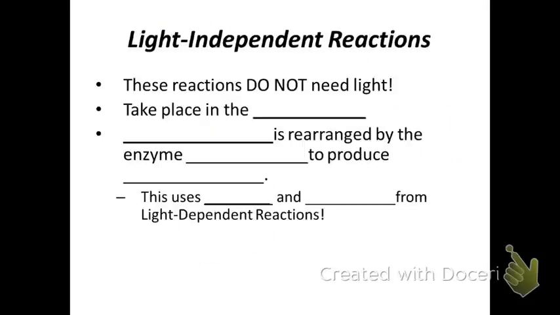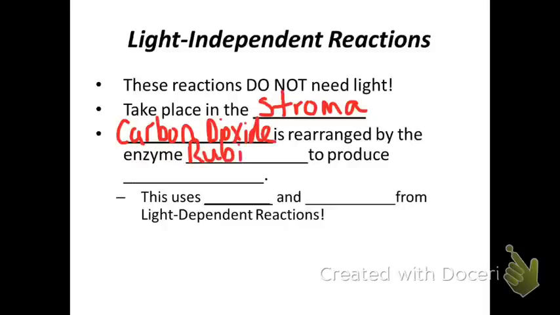Alright, so let's go into the light-independent reactions now. As the name suggests, these reactions don't actually require light. They're going to take place in the stroma of the chloroplast, so in the fluid of the chloroplast. And what's going to happen is our carbon dioxide that is being brought into our plant through the stomata is going to be rearranged by an enzyme called rubisco to produce the glucose that the plant needs to use as food.